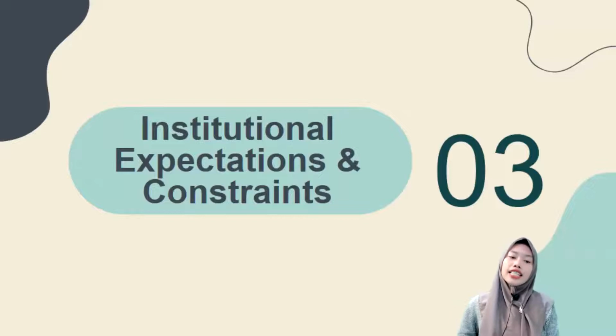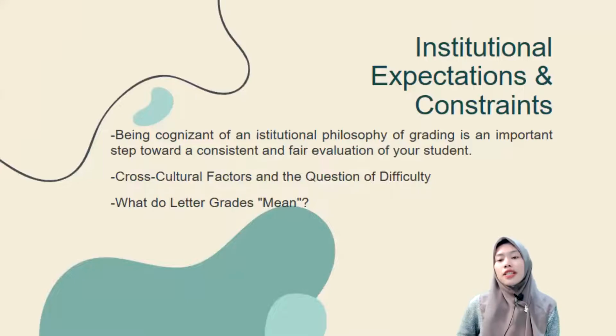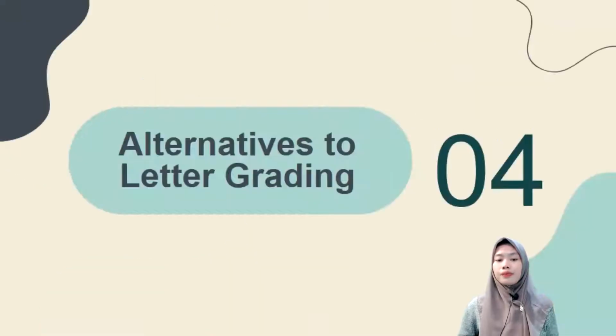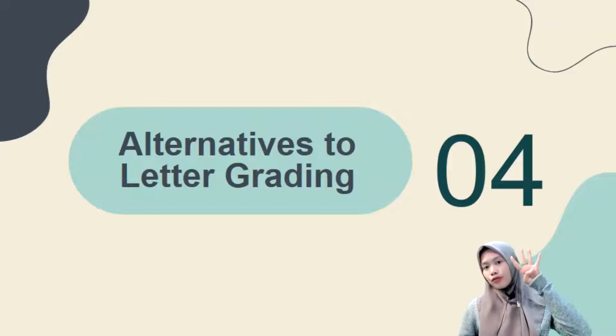And the third is institutional expectation and constraints. Being cognizant of an institutional philosophy of grading is an important step toward a consistent and fair evaluation of your students. First, the filter factor and the question of difficulty. What do letter grades mean? And then alternatives to letter grading, number 4.